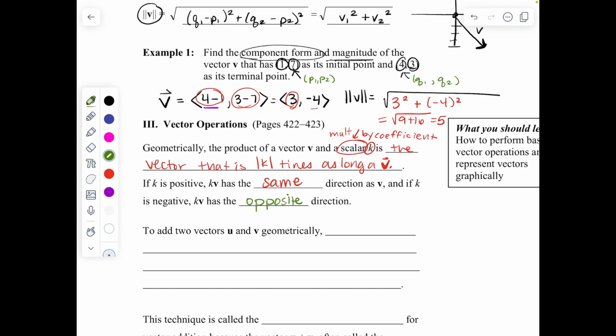Okay? So the way that we would add two vectors u and v geometrically is we're going to first position them without changing their lengths so that the terminal point of the first vector coincides with the initial point of the second vector.